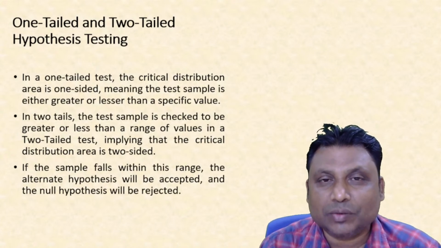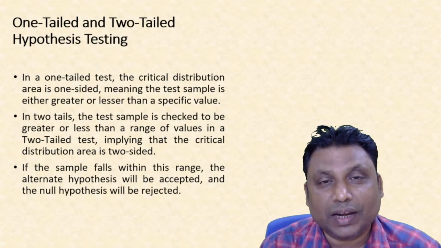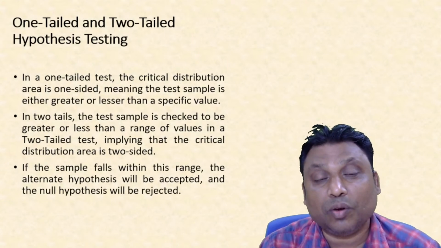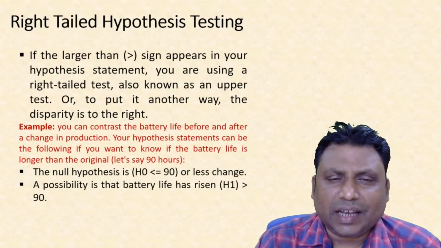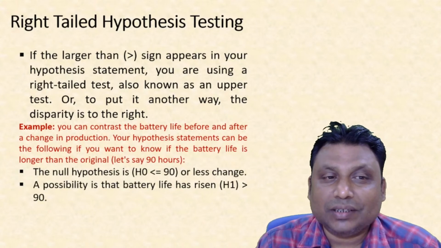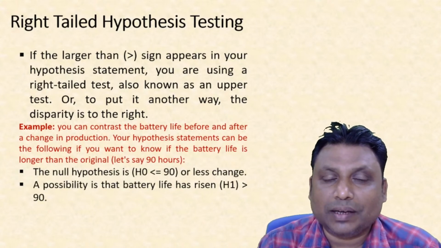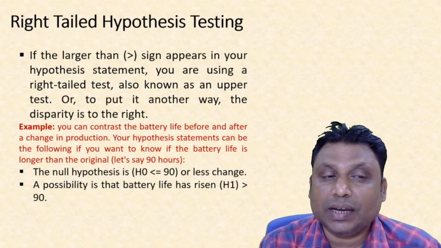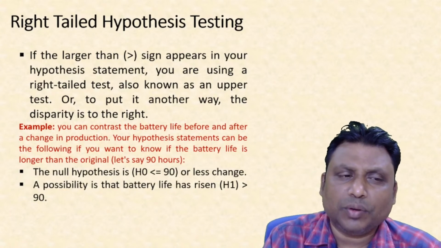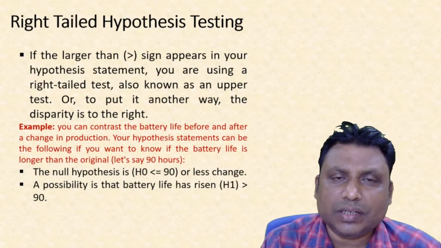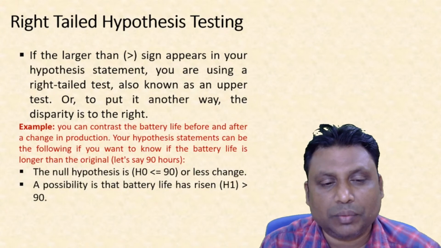Generally in hypothesis testing we use yes or no to find out the area value of the data. To test the hypothesis, if the greater than sign appears in your hypothesis statement, you are using a right tail test, also known as the upper tail test. Or to put it another way, the disparity is to the right. I am giving one example here.